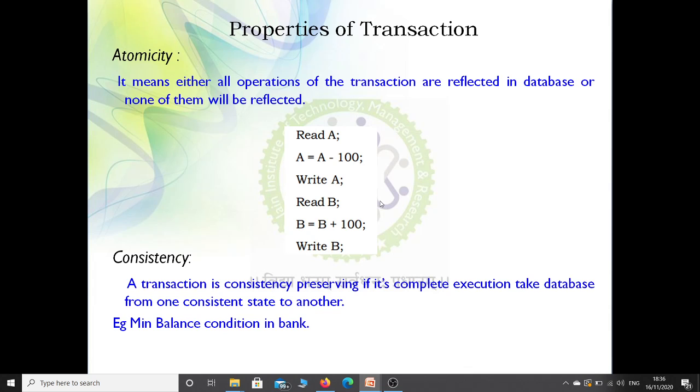Then imagine a situation where after this there is a system failure. This 100 rupees is deducted from account A, and after that there is a failure in the system. So in that case, what will happen? Does that 100 rupees get lost, because it is deducted from account A but not added to B? So where does that 100 rupees go?